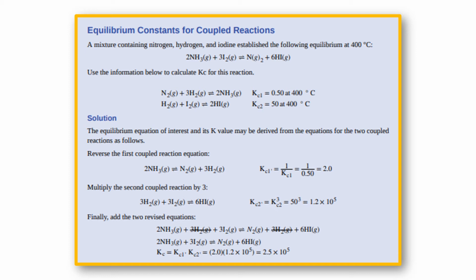Finally, add the two revised equations and then solve for the Kc value. How are you going to solve? You will multiply Kc1 with Kc2, which is 2.0 times 1.2 times 10 to the power 5, and it will give you an answer of 2.5 times 10 to the power 5, which will be the equilibrium constant for the coupled reaction.